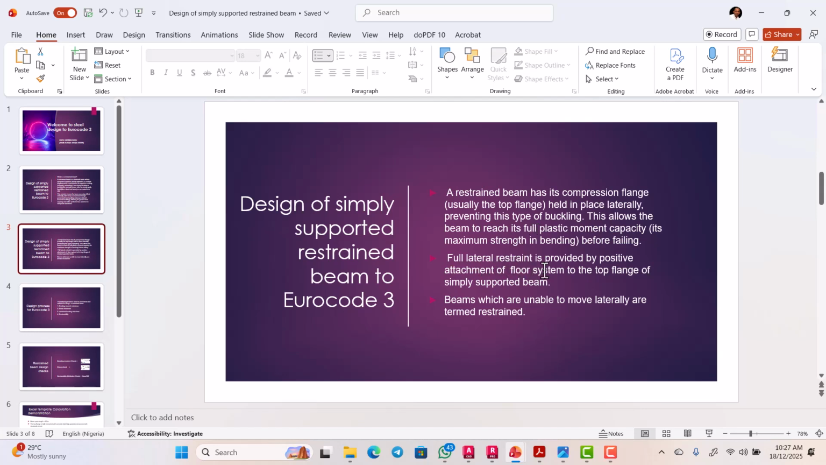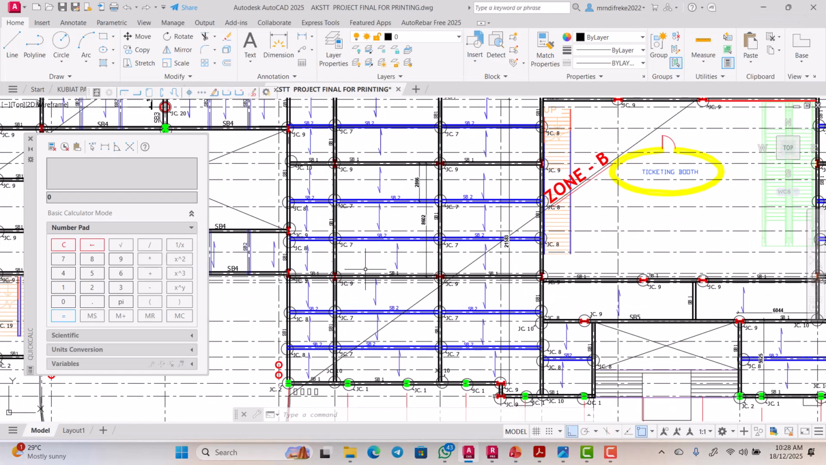So full lateral restraint is provided by a positive attachment of the floor system to the top flange of the simply supported beam. So you can now see that when we are talking about a restraint beam, it has to do with a beam where a floor system is attached to the top flange of the simply supported beam. Now let me also show you something here.